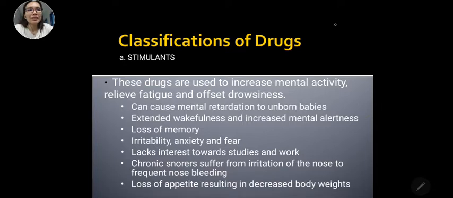Loss of appetite. Ito nga yung sinasabi ko. Kaya sila nagtitake para pumayat sila dahil hindi sila magugutom. Feeling nila.